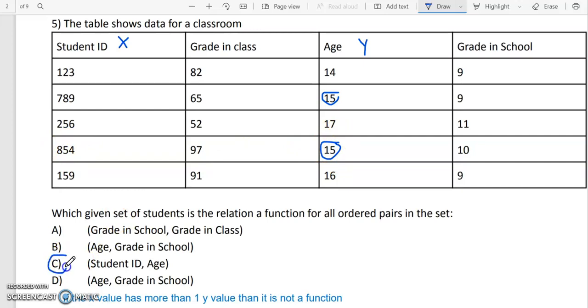So I'm going to go ahead and say the correct answer is C. And you might want to write this down. If the x value has more than one y value, then it is not a function.